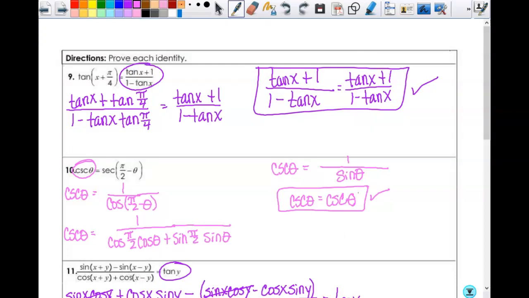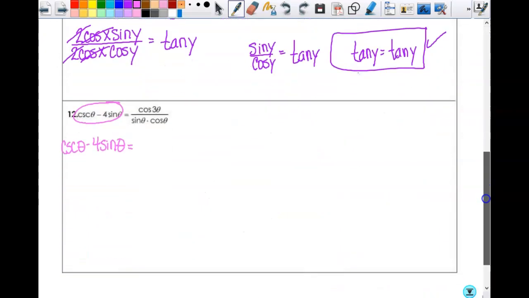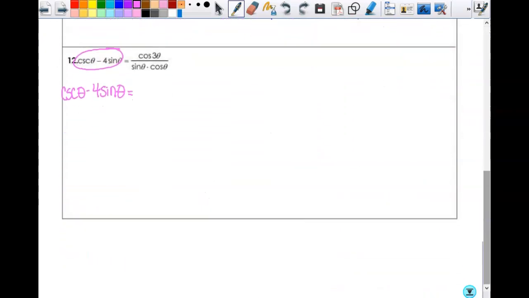Okay, so let's go back over here. So I don't have a triple angle identity, but I do have a double angle identity. And I also need to be able to substitute something in somewhere. I can split things apart, just like we can split fractions apart. I can actually make cosine of 3 theta into cosine of theta plus 2 theta over sine theta cosine theta.